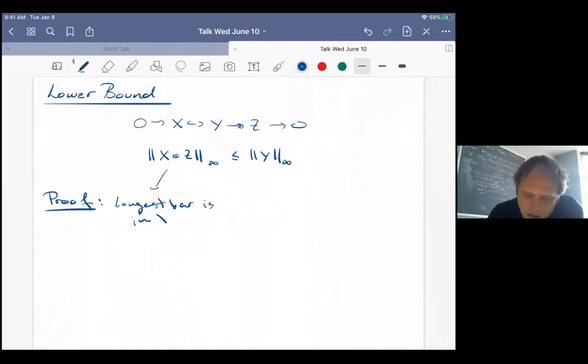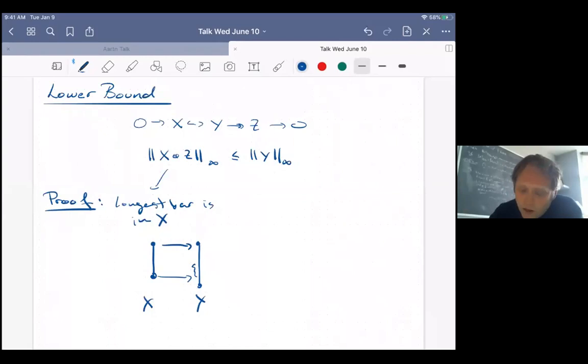Well, there's this morphism. This is an injective map because it's a short exact sequence. So this longest bar is going to have to map to something in Y, but the bar in Y has to be longer or at least as long, because of what it means to be a persistence morphism. If it were shorter, this would no longer be a persistence morphism. So the longest bar cannot be in X, unless you have equality.